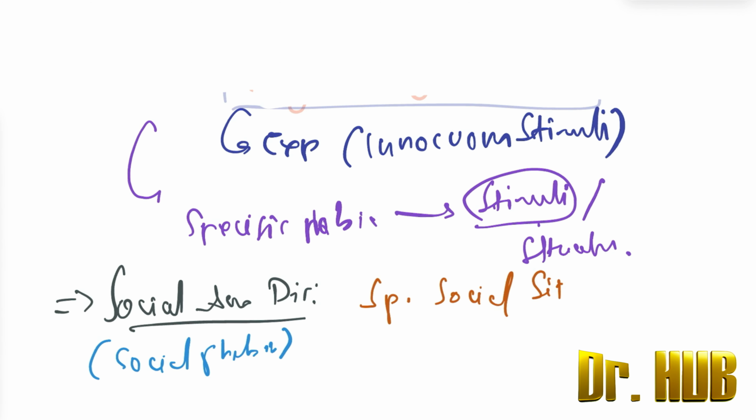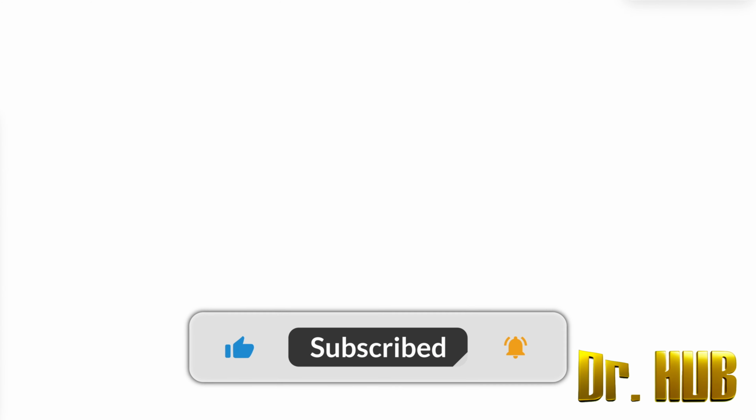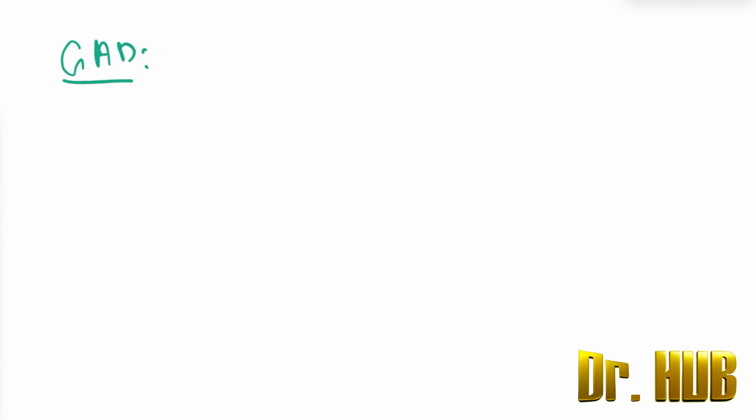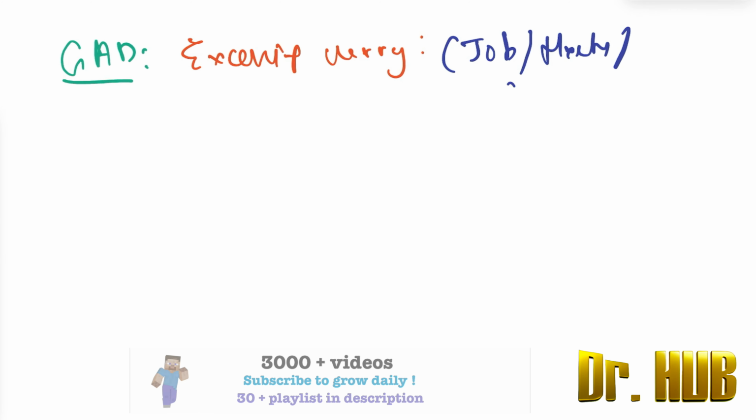Lastly, we will look at a very important one, the generalized anxiety disorder. In short, we call it GAD. There is excessive worry about a variety of topics. What do these topics include? Job, health, finances. This occurs for greater than 6 months.